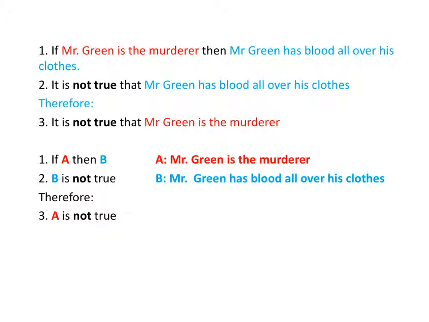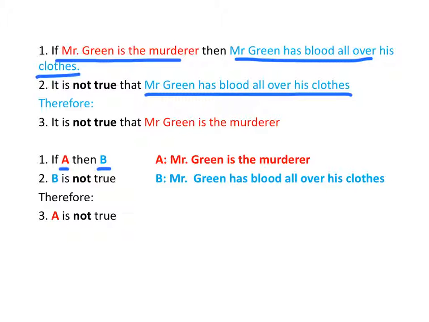Here's the second argument. If Mr. Green is the murderer, then he has blood all over his clothes. If A, then B. And the second premise tells us that B, the part in blue, is not true. Green does not have blood all over his clothes. Conclusion, A is not true. Not true that Green is the murderer. I'll leave you to look at the next two slides for yourself to see how the other two arguments also fit this pattern.